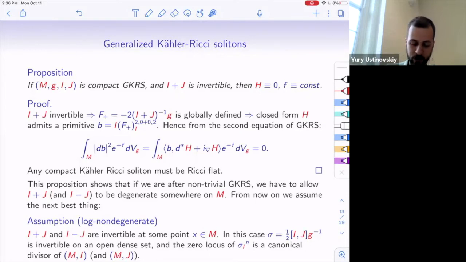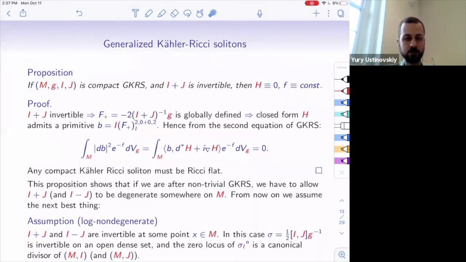Sorry, I should say, we really assume that they are invertible at some point x. So there is one point x where these two operators are invertible, but they both can degenerate somewhere on your manifold M. In this case, what happens is they will be invertible on an open dense set of your manifold, and the locus where they are non-invertible will be analytic, or at least it will be contained in a proper analytic subset.